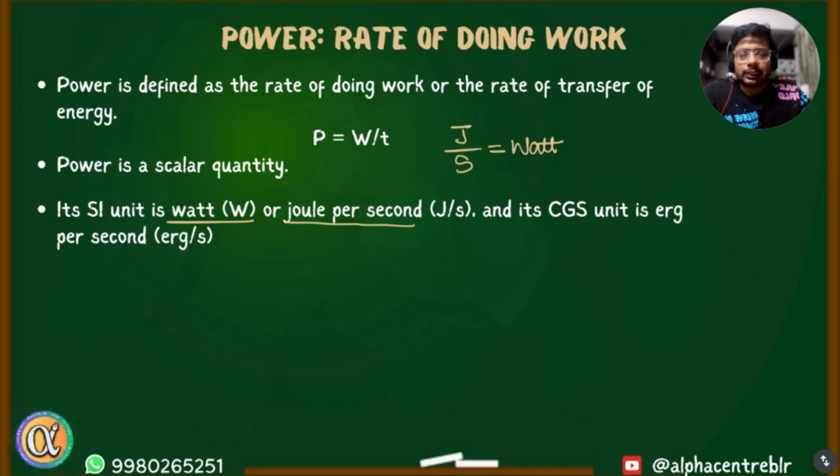The CGS unit is erg per second. Other units of power which you will be using is kilowatt. This you'll see very often. Just like a kilogram is 1,000 gram, 1 kilowatt is 1,000 watt.